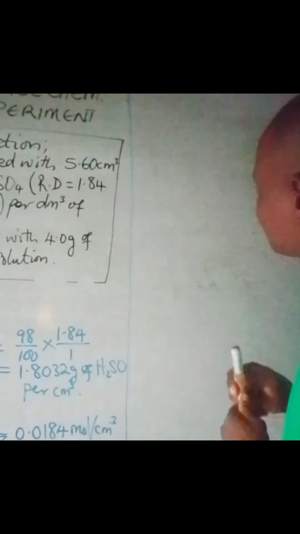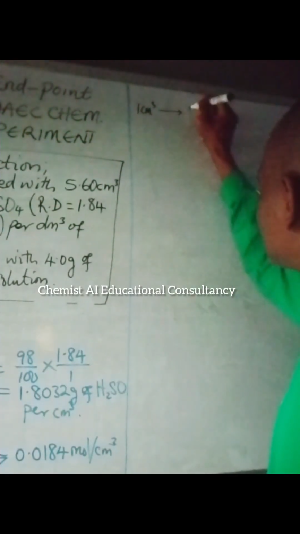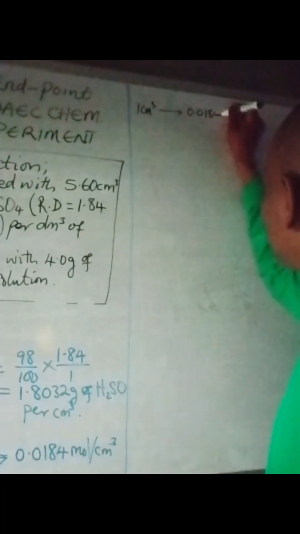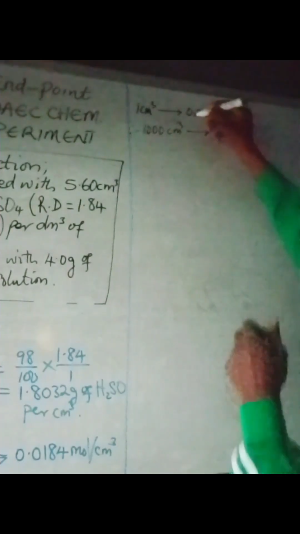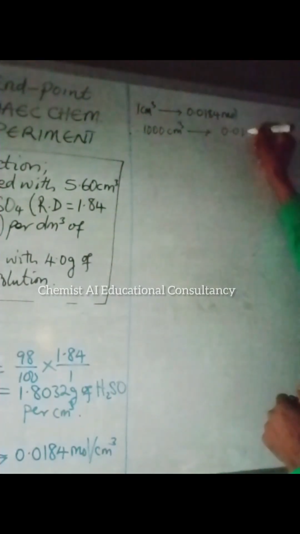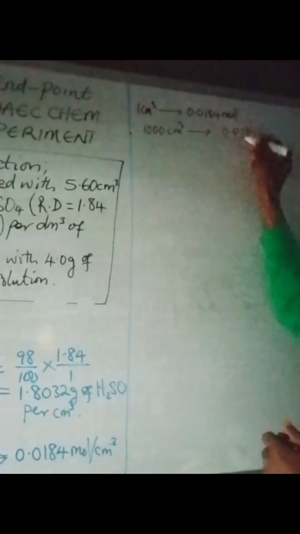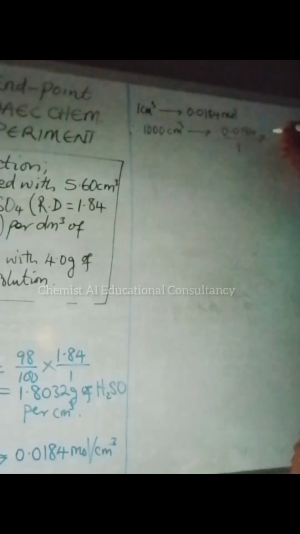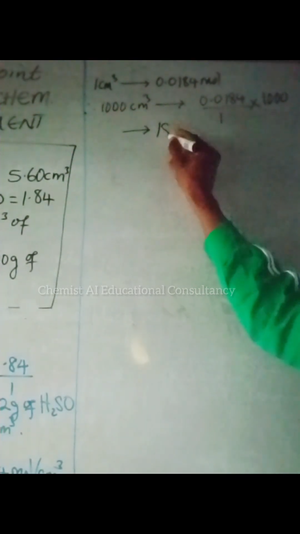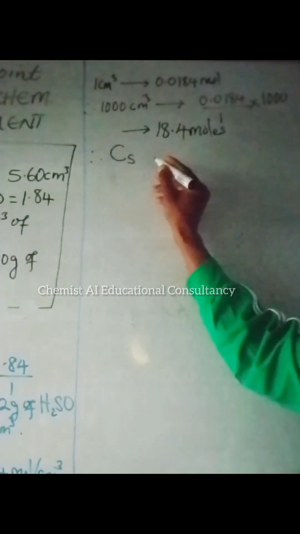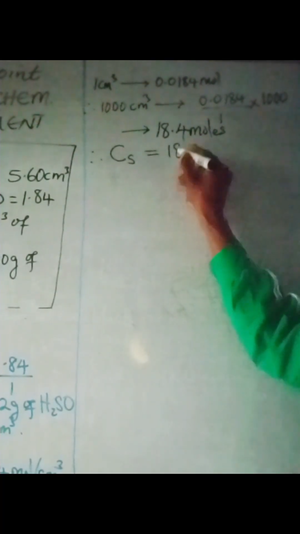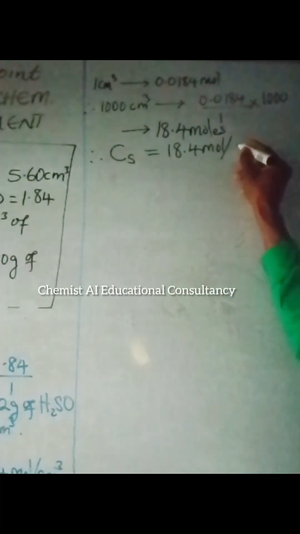So you state this: 1 cm cube contains 0.0184 mole. Therefore, 1000 cm cube would contain this 0.0184 over 1 times 1000. Now, 1000 times this, you shift the point 3 times, 1, 2, 3. You are going to get 18.4 moles. Therefore, concentration of the stock acid is 18.4 moles per dm cube.